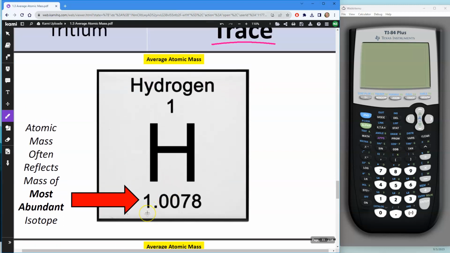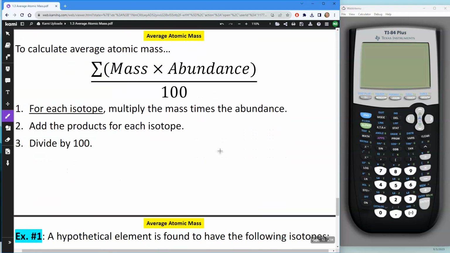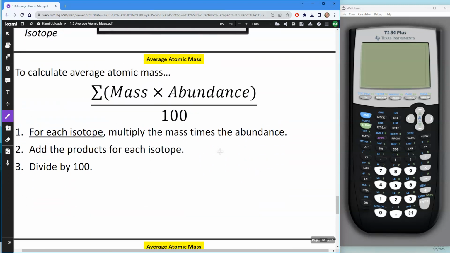So again, this number, this atomic mass that you see on the periodic table represents most often the most abundant isotope. Now, it's not always the most abundant isotope. If you have some that are very close together and the masses aren't as concentrated as they were when one isotope dominated, then it might be a little different. But in many cases, the most abundant isotope reflects the atomic mass. To calculate average atomic mass, we use this formula.